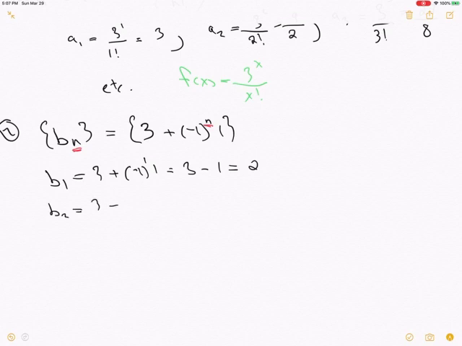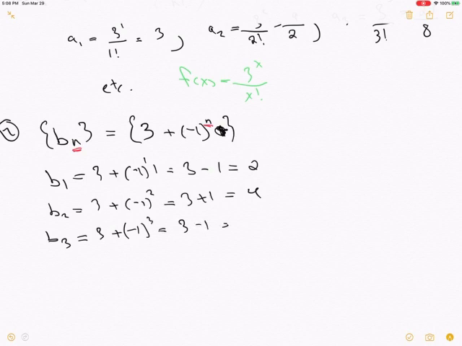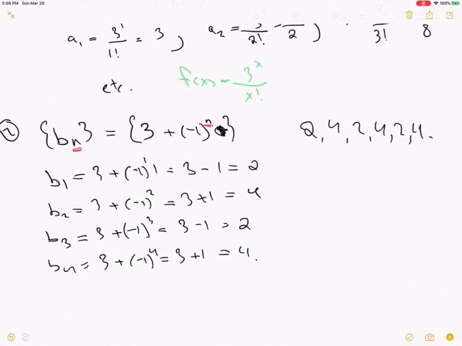b2, on the other hand, would be 3 plus negative 1 squared. In fact, I don't even need to write that 1 there. I'll just ignore that. 3 plus negative 1 squared, and of course that's 3 plus 1. So that's equal to 4. And then b3 is equal to 3 plus negative 1 to the third power, but negative 1 to the third power is still minus 1, so that becomes 2 again. So you can see the pattern that this sequence will alternate outputs. This is 3 plus 1. So the sequence is like 2, 4, 2, 4, 2, 4, on forever.